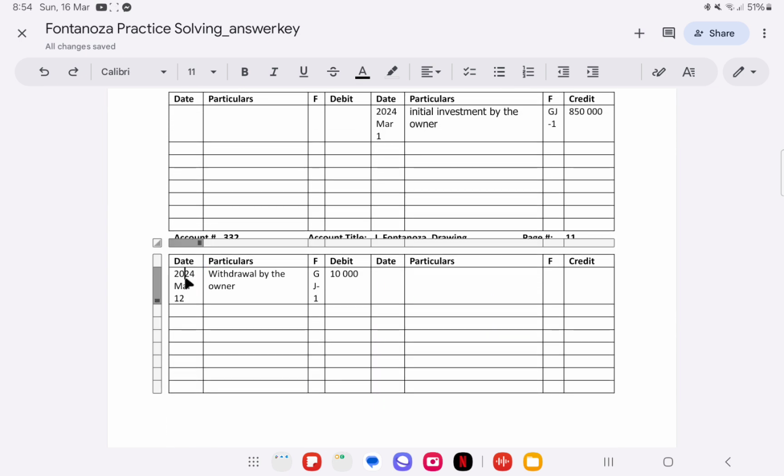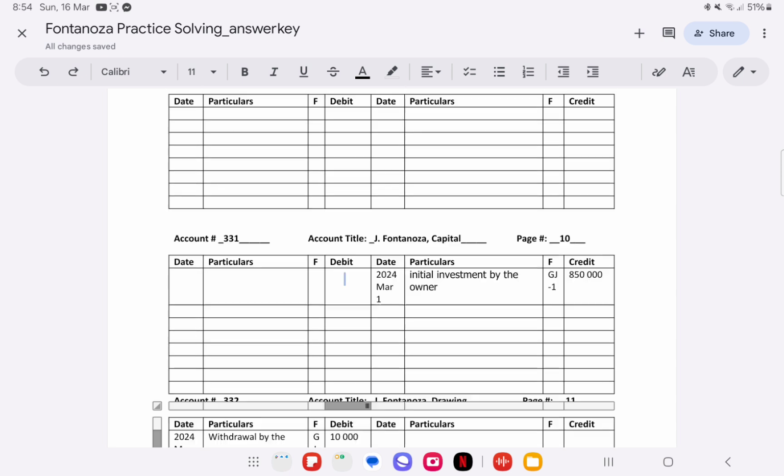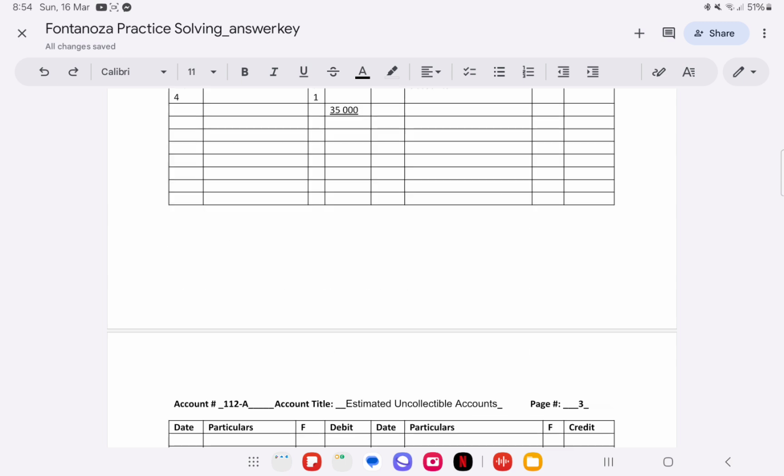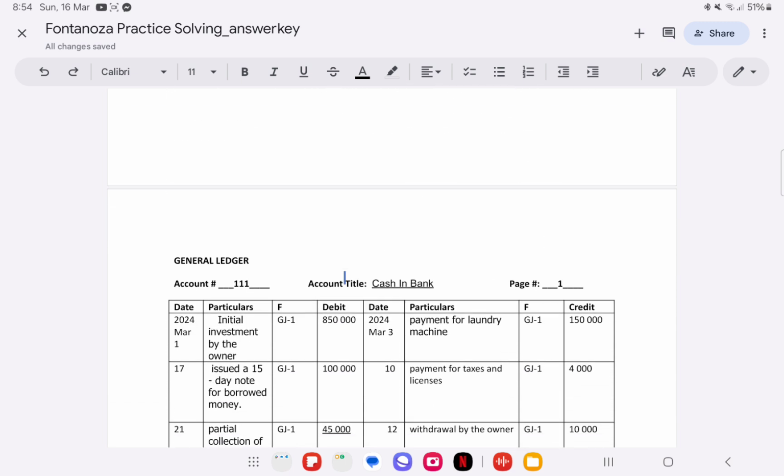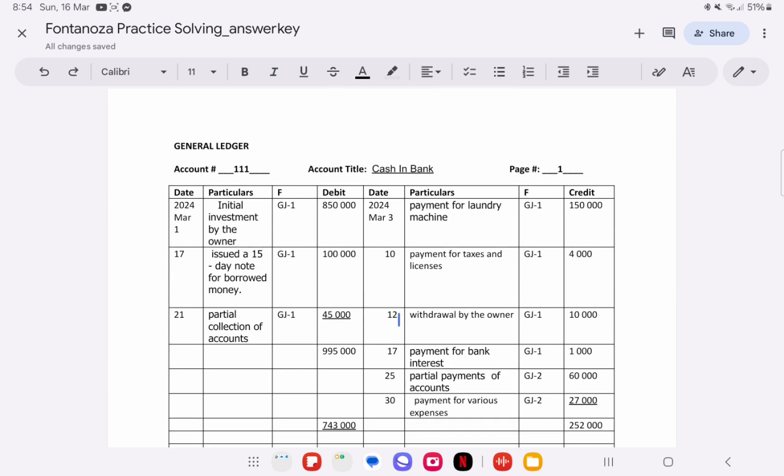Fontanoza drawing. So therefore you post here 2024 March 12 withdrawal by the owner, or owner's withdrawal. So it depends upon how you state your explanation. JJ1 and 10,000. So your credit is cash in bank. So cash in bank is March 12 withdrawal by the owner JJ1 10,000.